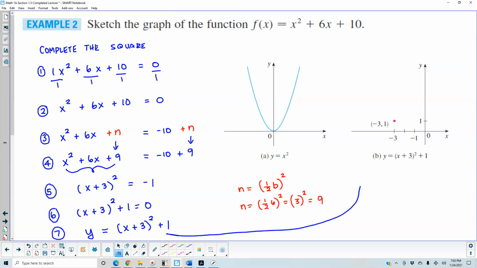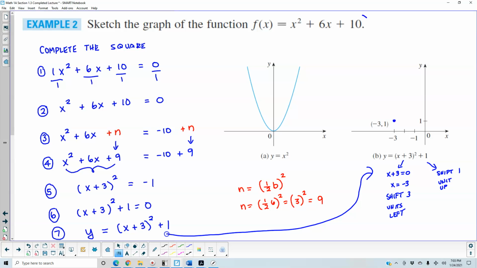So what does this tell us? Well, we know that this is x plus 3. If we set it equal to 0, that means we need to shift the graph 3 units left. And then the plus 1 tells us to shift 1 unit up.